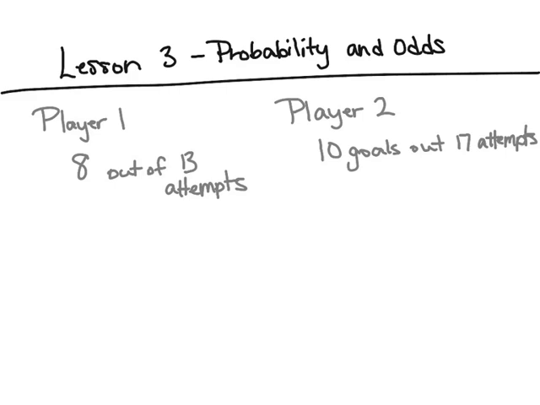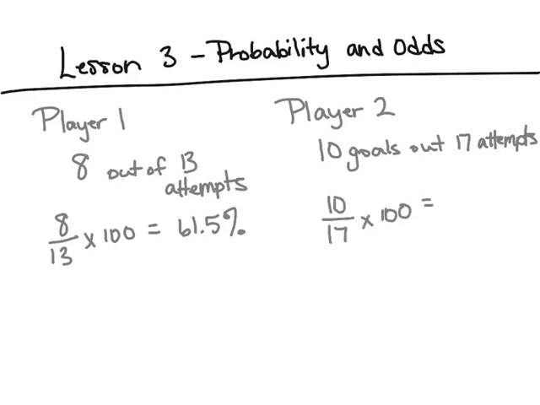So first we'll find the probability because that is a little bit faster. So the probability of player 1 would be 8 over 13. Divide those numbers and times by 100 and you get 61.5%. So player 1 has a 61.5% chance of scoring. Player 2 would be 10 out of 17. Divided and times 100 is 58.8%. So you can obviously see that player 1 has a higher chance of scoring.